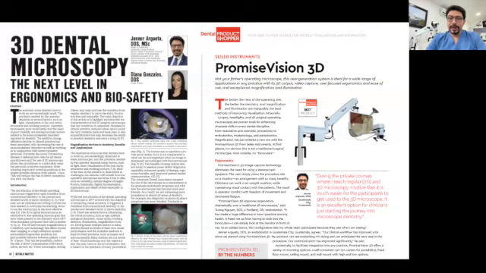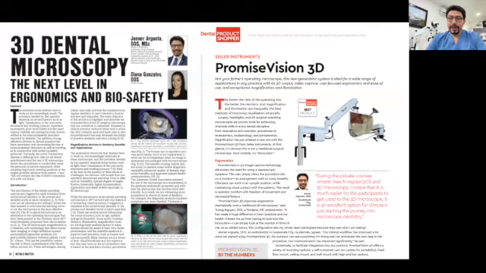And the performance was better using the 3D microscope, and the efficiency of the doctors also was better using the 3D microscope, and the time that they needed to perform the treatments also was better when using the 3D microscope. One important thing to mention, this study was performed with dentists that have zero experience using the microscope. So we trained them, and then we did all the tests.